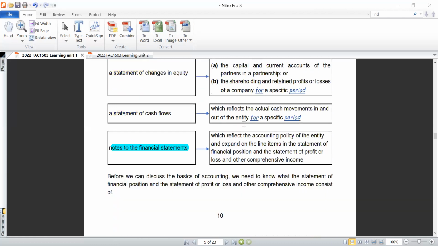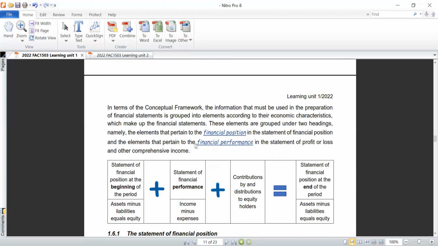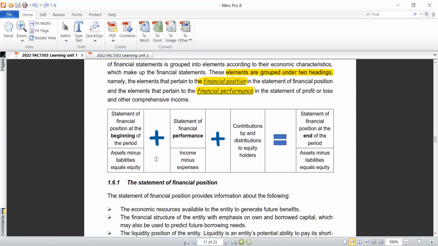Perfect. So we're going to be talking about that in greater detail in learning unit number 2. But anyway, like I mentioned, the elements of the financial statements are grouped into 2 headings: those that pertain to the financial position and, of course, the financial performance. I've already explained that aspect to you earlier. So here's what happens.